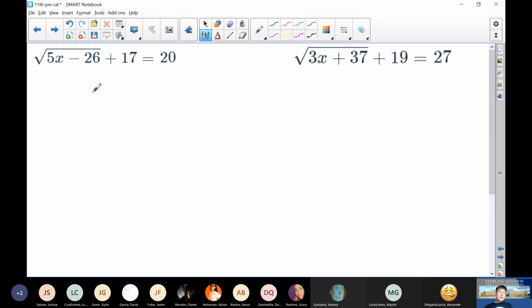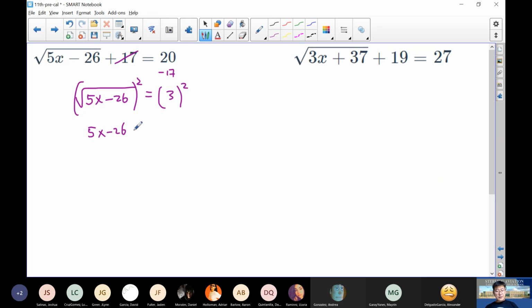Okay. So imagine this is like a two-step equation, x plus 17 equal 20. Then you see this one, you gotta delete it, right? Plus become minus. So how to delete the square root? Square it.